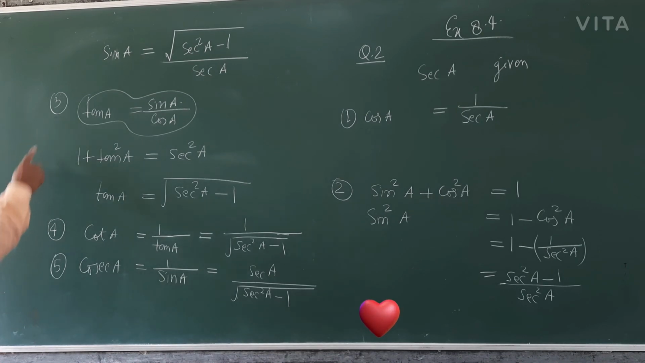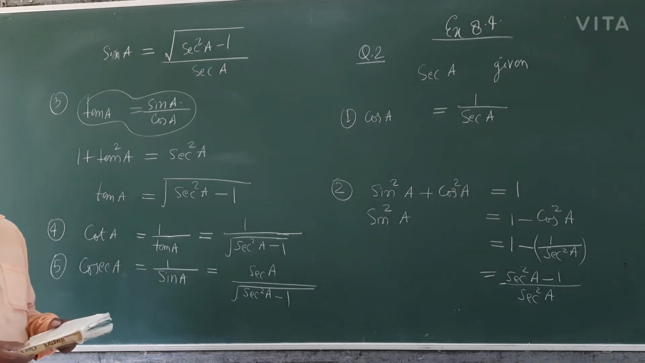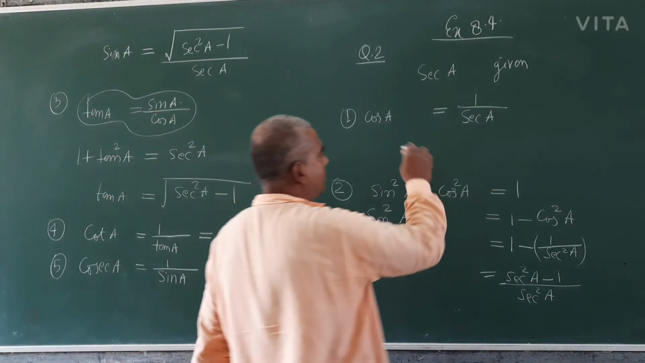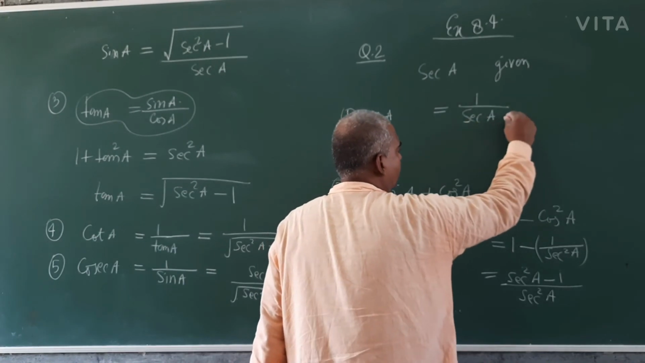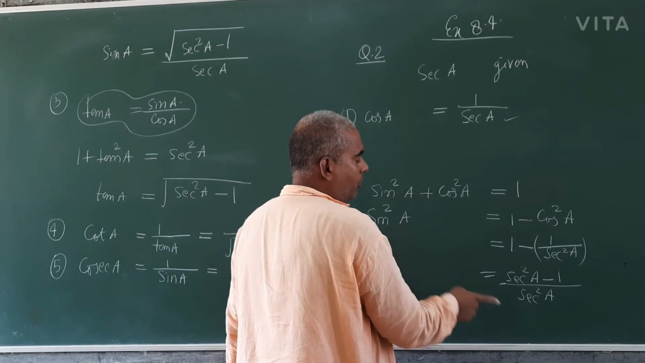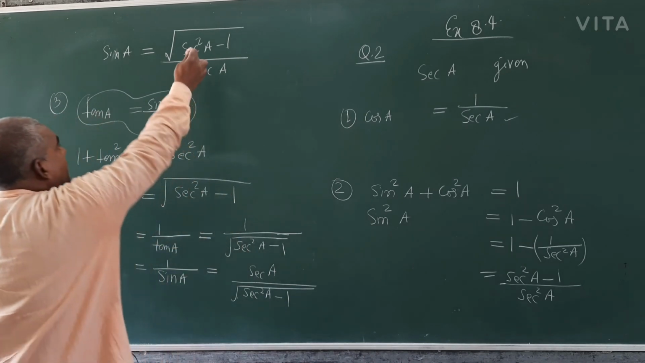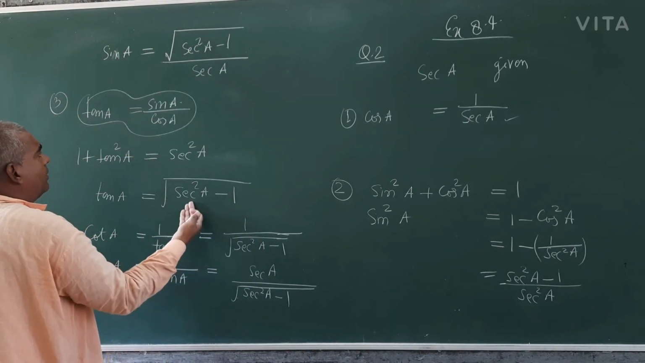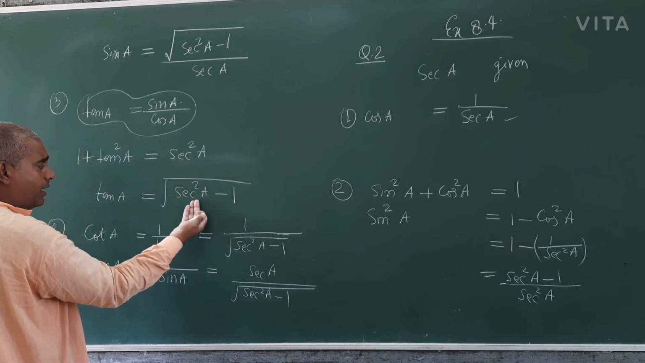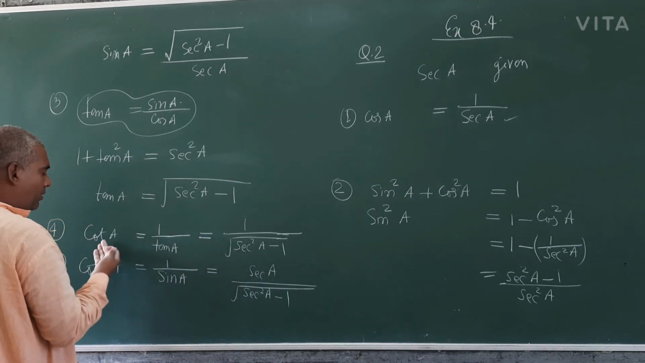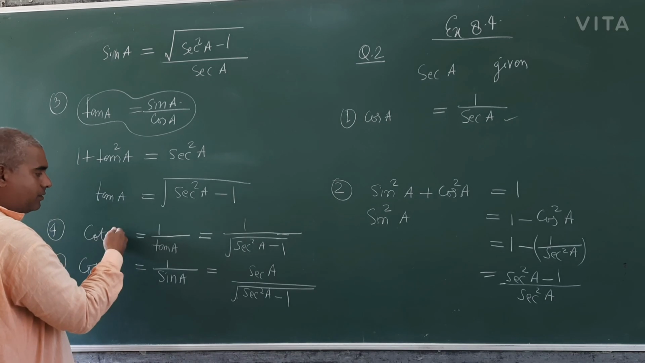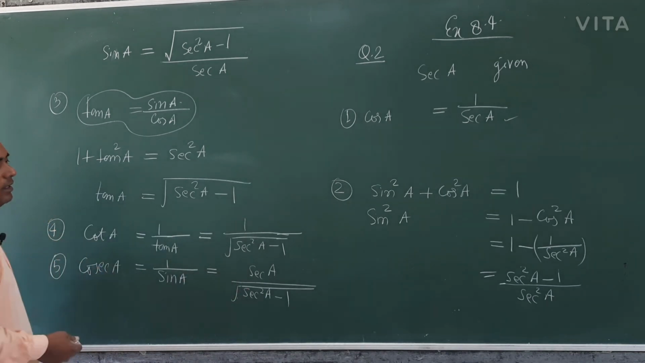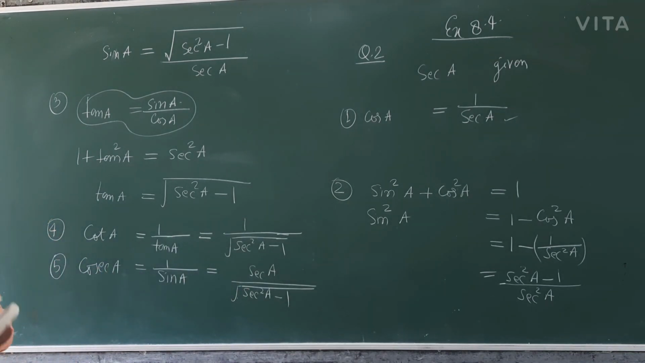So all 5 you have got in terms of sec A. This is the first, cos A is equal to this. If you know the value of only sec A, you will place the value of sec A and get sin A. For tan A, from sec A you will get tan A, and likewise cot A in terms of sec A. So this is the magic of trigonometry. Question number 2.